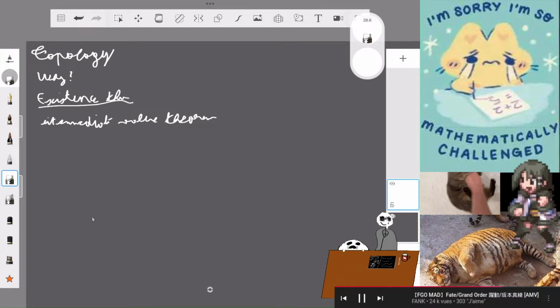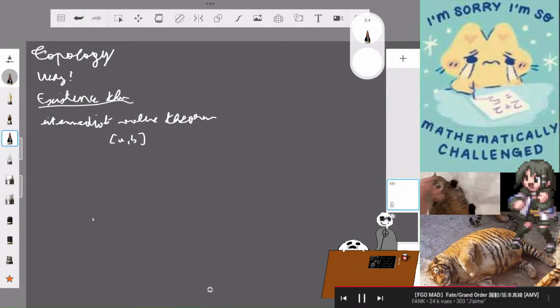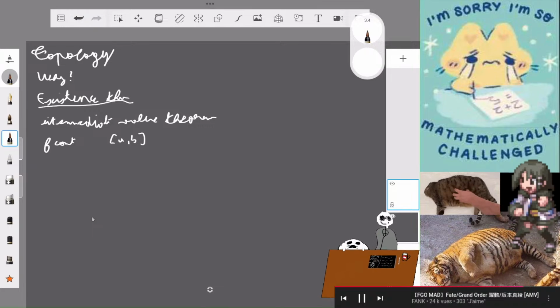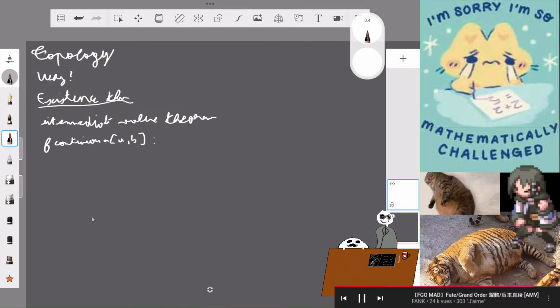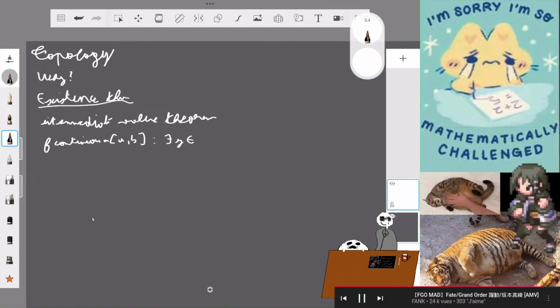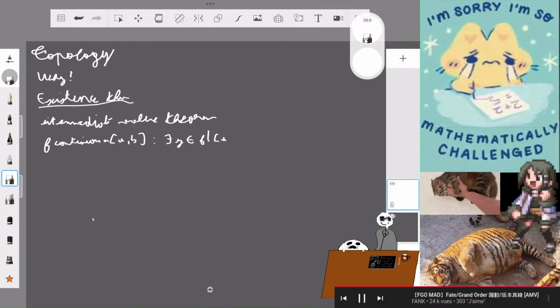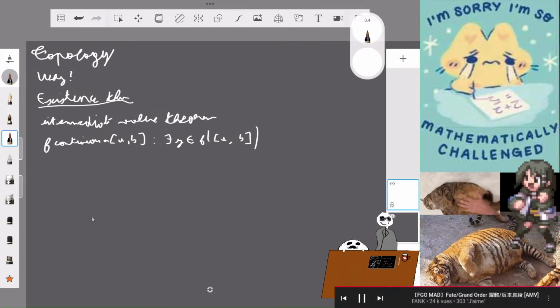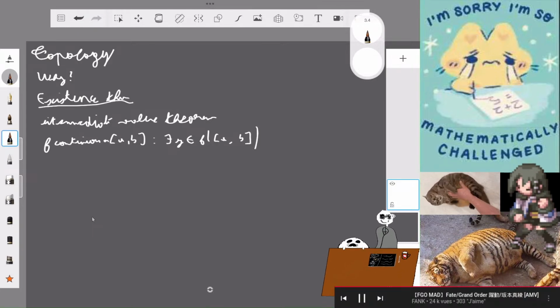So how is it written in the class? For continuous f on the interval AB, it means that there exists y in f of I, such that the segment is included. Yeah, my brain.